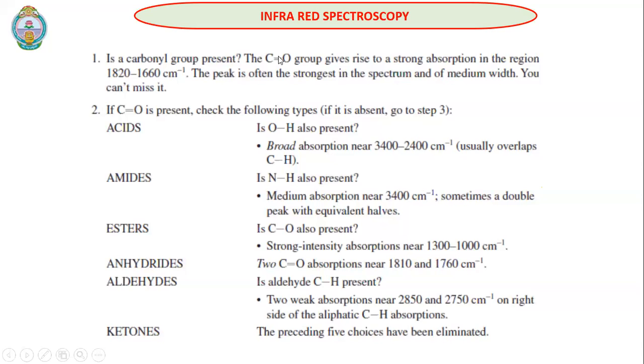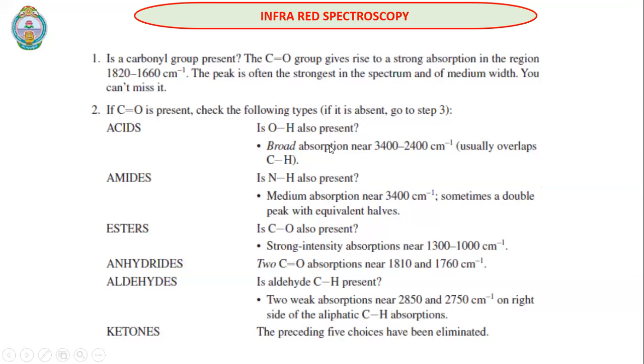So if you have a carbonyl, and then if you have a very broad peak from 3400 to 2400, then we are damn sure that it is a carboxylic acid. If you don't have this broad peak, then go for NH peaks. If there is one hydrogen on the nitrogen, it will give a sharp peak, or if it has two hydrogens on the nitrogen, it will give a doublet at around 3400 centimeters inverse.